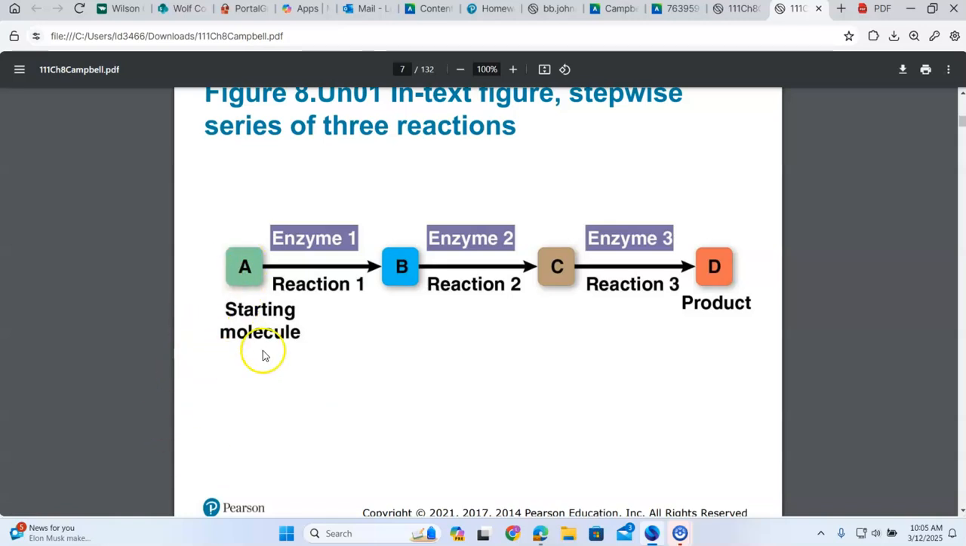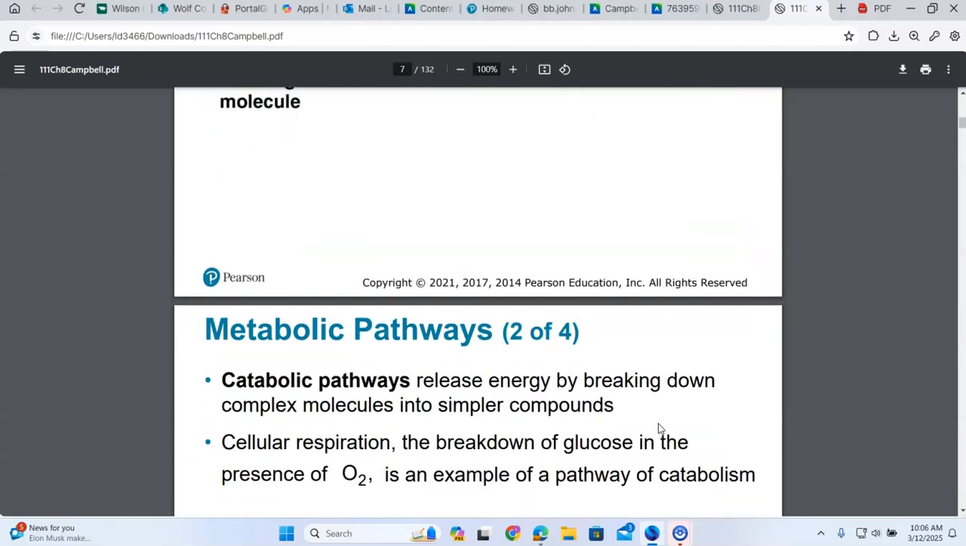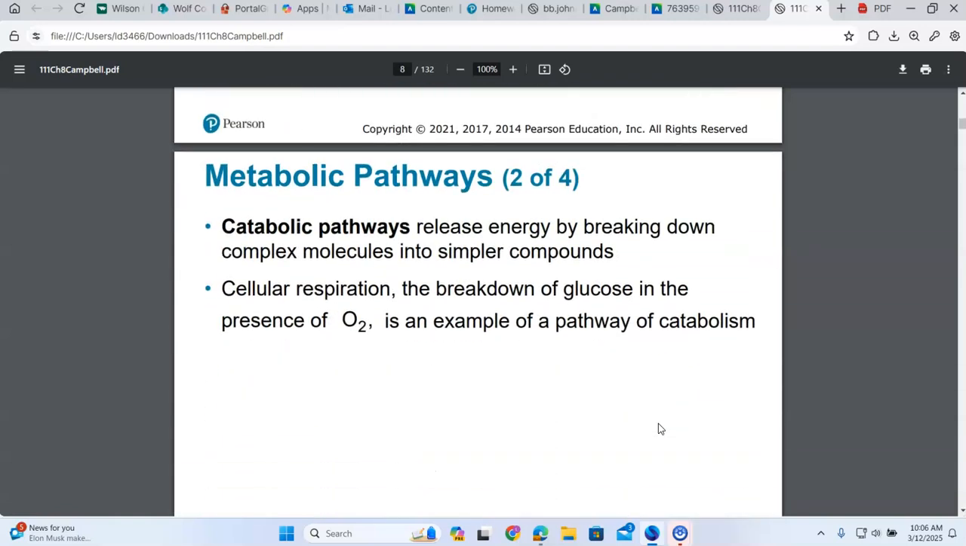So you have a molecule that you start with, and in the first reaction, an enzyme catalyzes that. The second reaction, an enzyme catalyzes that. Third reaction, an enzyme catalyzes that, and you end up with a product. So it's not like one chemical reaction where you have reactants converted to products. It's several chemical reactions before you get your final product. That's a metabolic pathway.